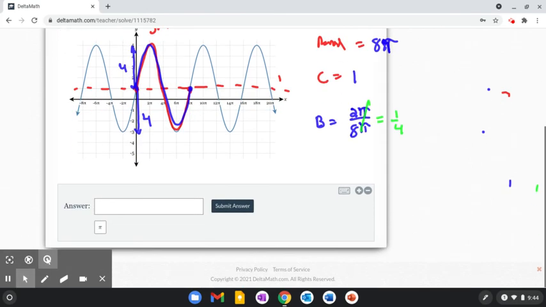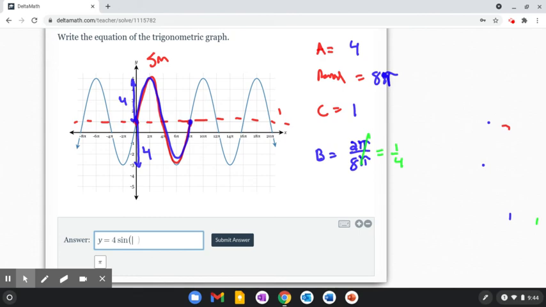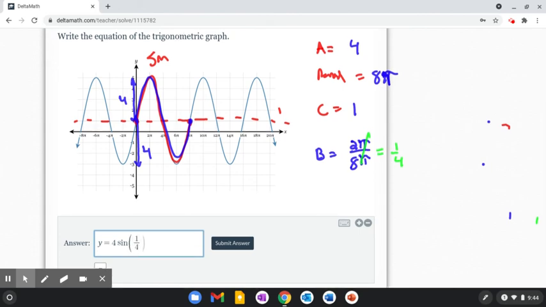So our equation: y equals sine, and actually I forgot the amplitude, 4 sine, the amplitude is 4, parenthesis, our B is 1/4 x, and plus 1, so we're shifted up 1, midline's at 1.